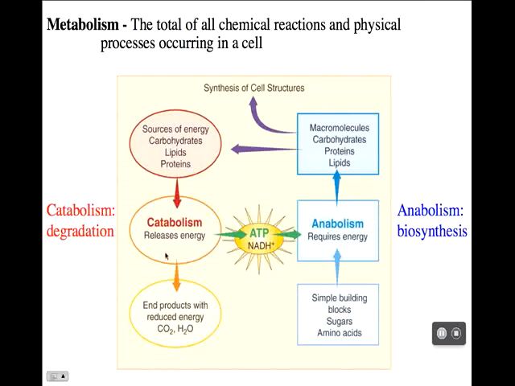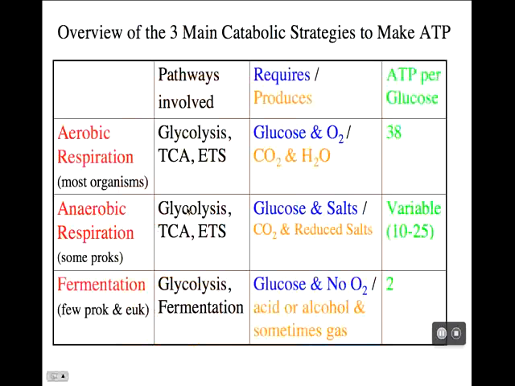Now, we're going to talk both about catabolism and anabolism, but first I want to talk about catabolism and the ways to synthesize ATP. How does the cell do that? Turns out there are 3 main catabolic strategies for making ATP. Different cells use different strategies. Some cells can use multiple strategies. We're going to use this slide as an overview. We'll come back to it several times as we go through all of these different pathways. First here, aerobic respiration, then anaerobic respiration, and finally fermentation.